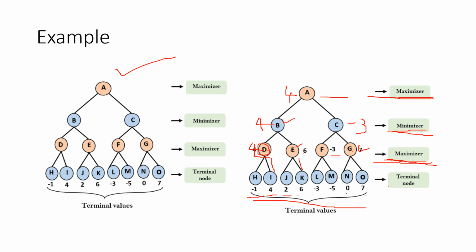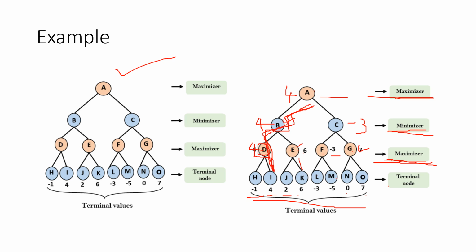So now we have the optimal path. You can see here A to B, B to D, then I. So we are following this path. This is the optimal path. Here you can see max chooses A to B, min chooses B to D, and max chooses D to I. So this is the best guaranteed outcome for max assuming min plays optimally.